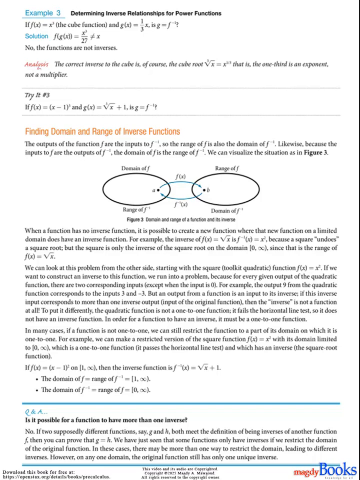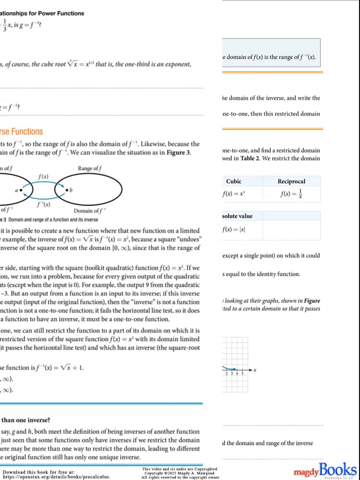Q&A. Is it possible for a function to have more than one inverse? No. If two supposedly different functions, say g and h, both meet the definition of being inverses of another function f, then you can prove that g = h. We have just seen that some functions only have inverses if we restrict the domain of the original function. In these cases, there may be more than one way to restrict the domain, leading to different inverses.